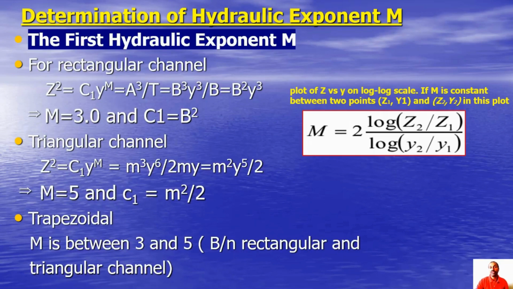Okay, so the first step is the determination of the hydraulic exponent, which is m. First, you have to determine m. What is m? For example, for a rectangular channel, Z squared is equal to C1 y to the power of m, from the section factor formula A cubed over T. Once you have this, then you have the area of the rectangle, b cubed y cubed, divided by b. Then you cancel. So b squared, you have C1 is b squared, then m is this one. So instead of m, you have m equals 3.